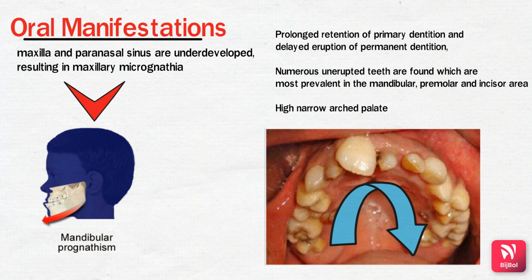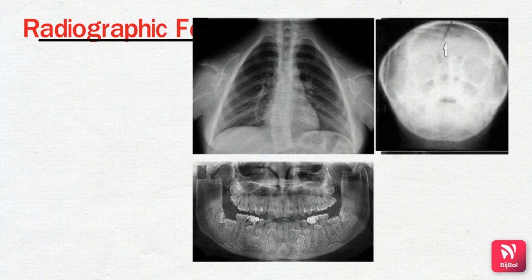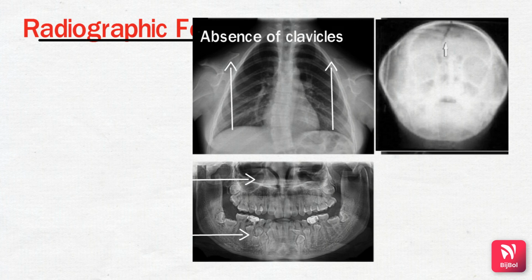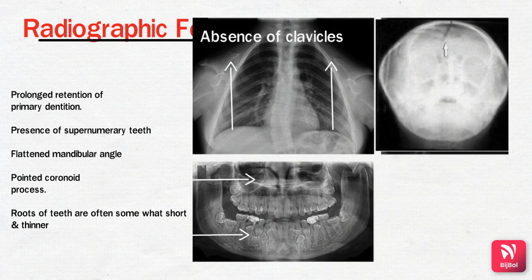Radiographic features. The skull will reveal certain features, whereas a chest examination will reveal malformation and absence of the clavicles. When it comes to the oral manifestations in radiography, there is prolonged retention of primary dentition, presence of supernumerary teeth, flattened mandibular angle, pointed coronoid process, and roots of the teeth are often somewhat short and thinner as shown.